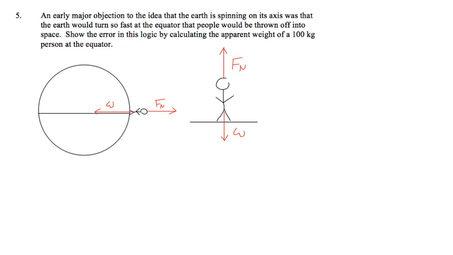Now the question asks me to solve for the apparent weight. It says, what's the apparent weight of a 100-kilogram person at the equator? The apparent weight is what the normal force is, because if I was standing on a scale, that's what it's going to read.